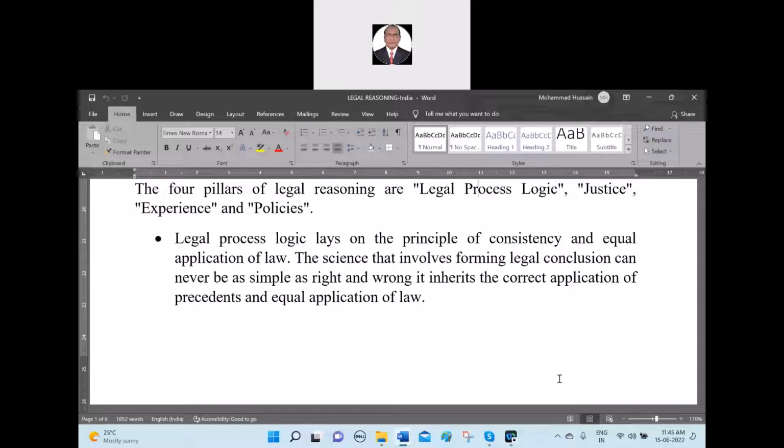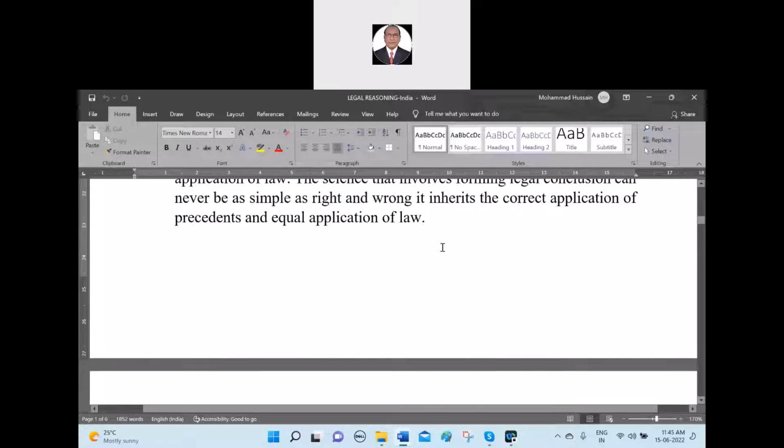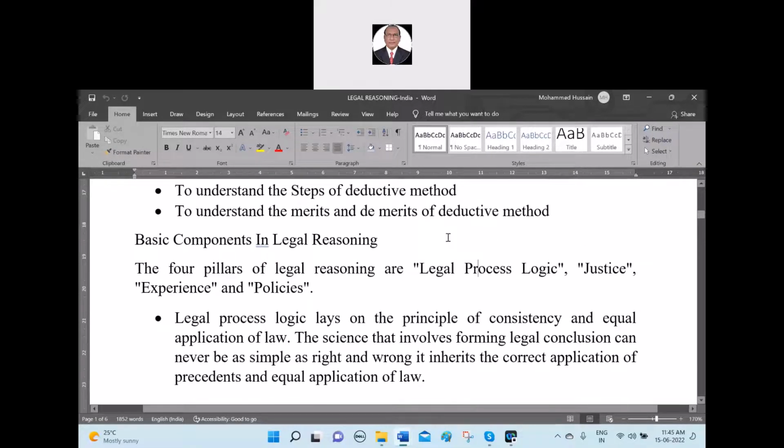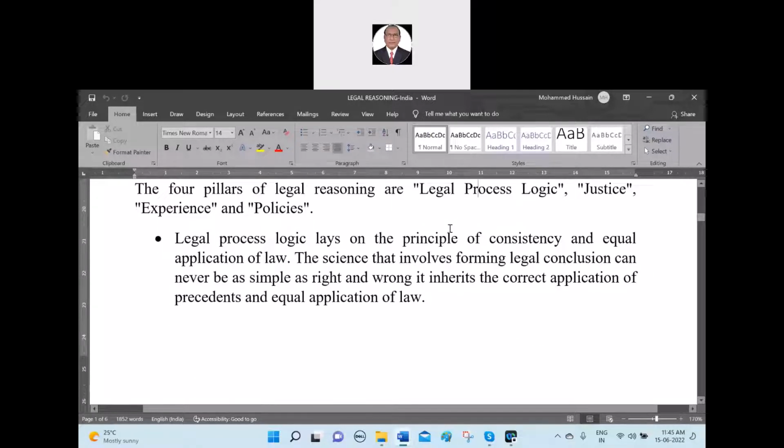So now, as far as the legal process is concerned, a legal logic should be used and a conclusion should be drawn. That is a legal process. The principle of justice is the sword that slays the wrong and does right between the parties. The concept of justice revolves around the philosophical thought of justice based on evidence. So next, one is legal process logic. A process should be there. For instance, if you want to arrest any person, you have to show the reason for the arrest, and you should have a court order to arrest a person.